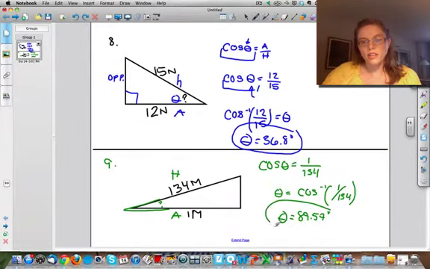Degrees. Very close to 90. So let's think about this. If this is 134, the triangle's probably going to look even more exaggerated than this.